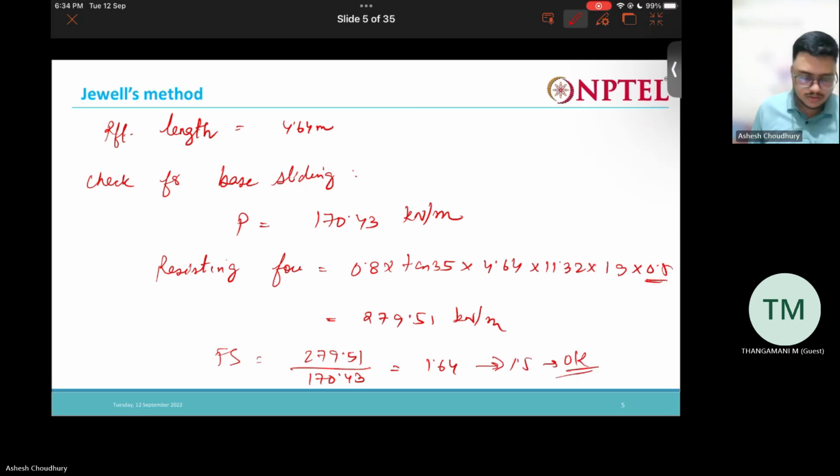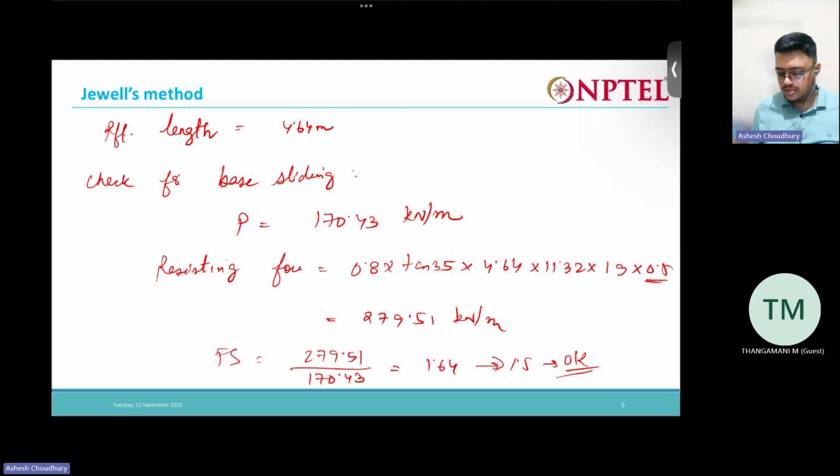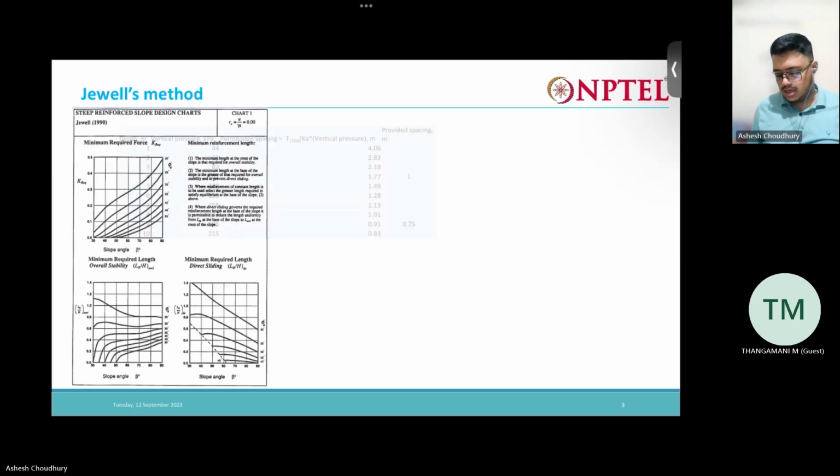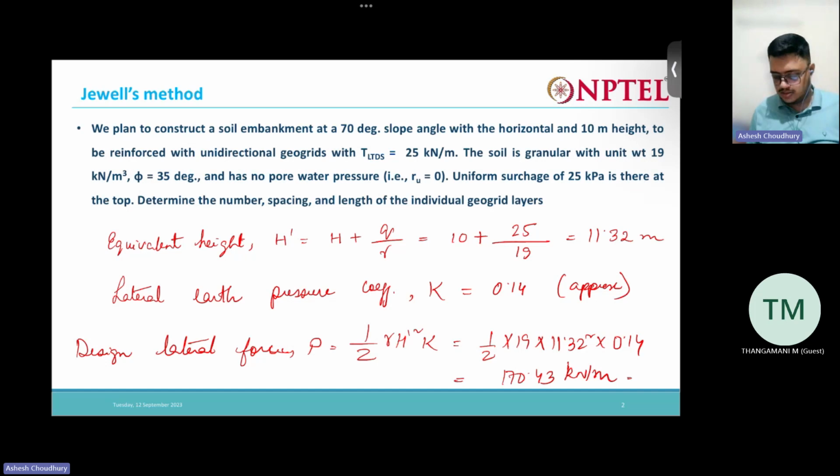So, all right. Like this, we have to design using our Jewell's method. All right, using Jewell's method. In this way, we have to design.